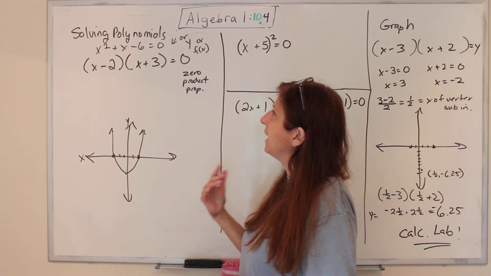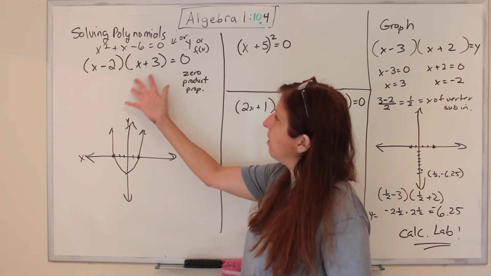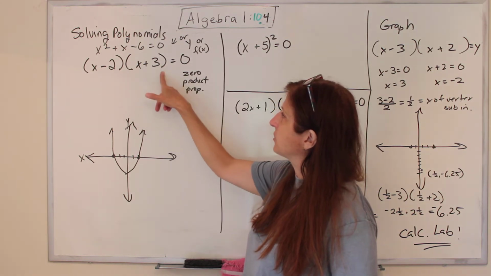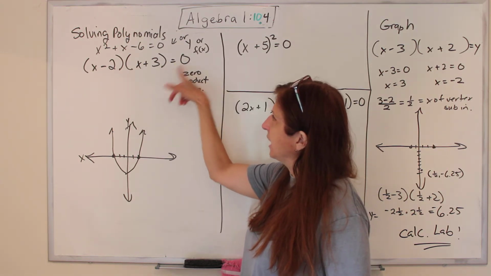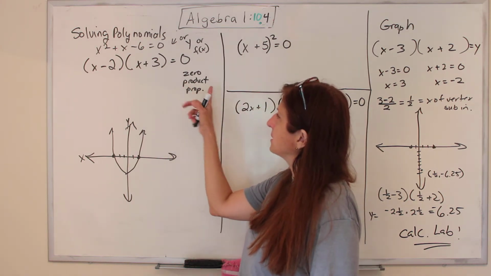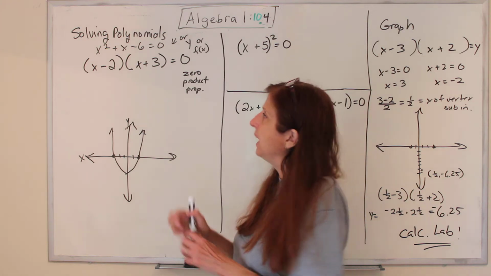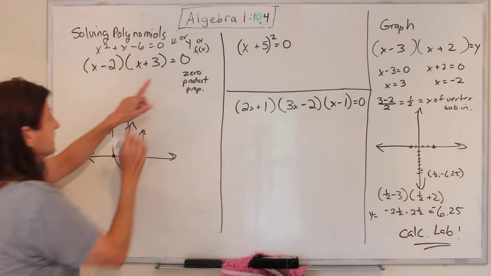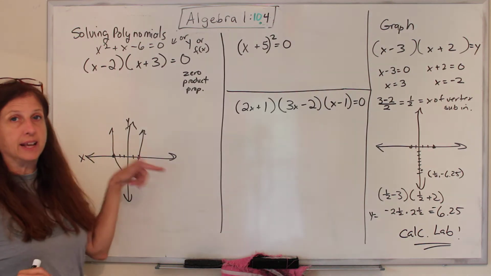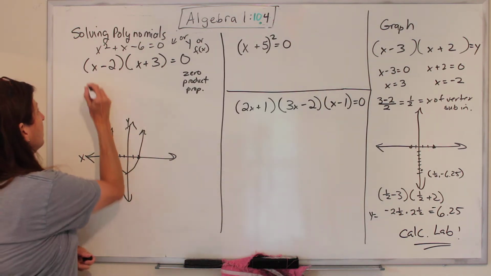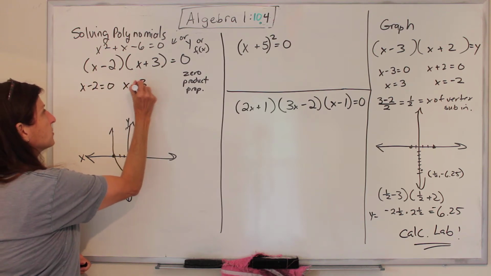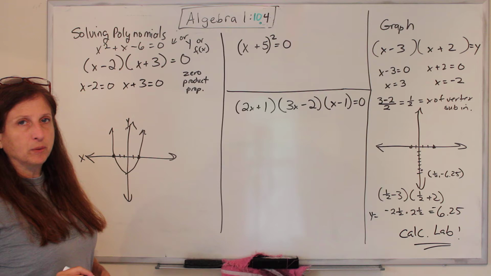All right. Now, how do we solve this polynomial? If we had x minus 2 and x plus 3, and we would say equals 0, how do we solve it? Well, what we do is called the zero product property, and you take each one and set them equal to 0, because the parabola crosses at each place at 0, right? So we write x minus 2 equals 0 and x plus 3 equals 0. Now we solve for x.